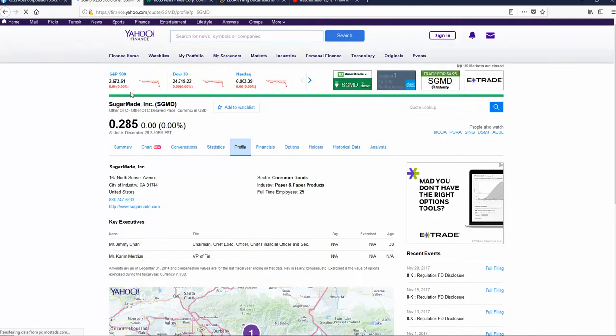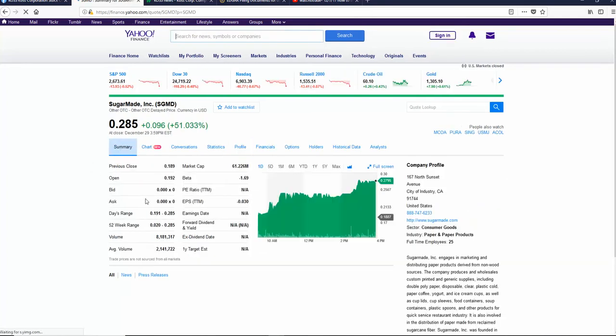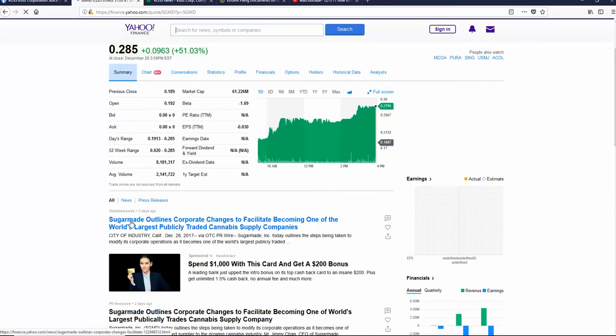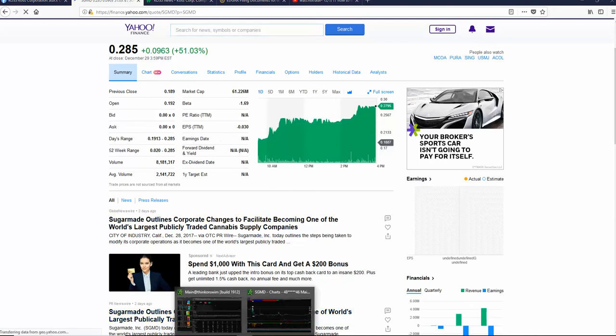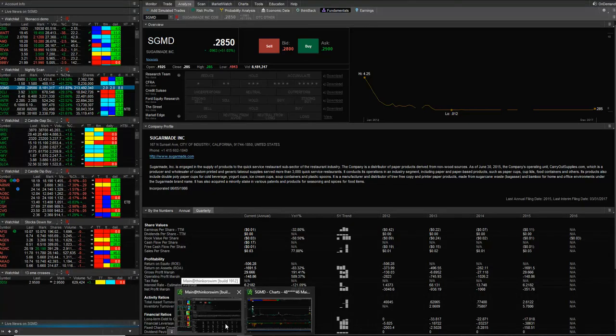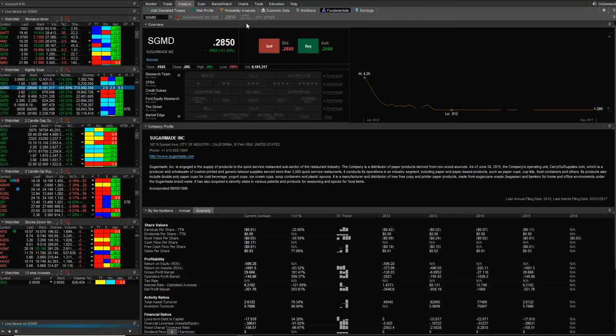Now, what I like to do is, you always want to see the news, because maybe there's some news that caused the price of the stock to go up. It outlines corporate changes to facilitate becoming one of the world's largest publicly traded cannabis supply companies. That's why the stock is starting to move. We're in the weed sector, and the weed sector is hot right now. So just that stupid press release from this bad company made the stock go higher.